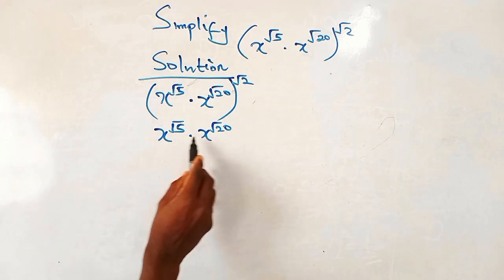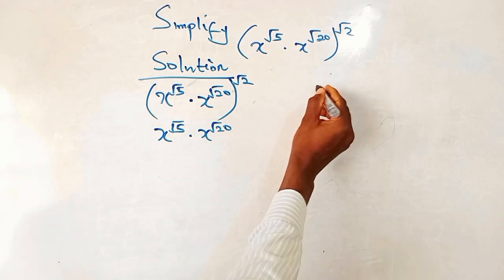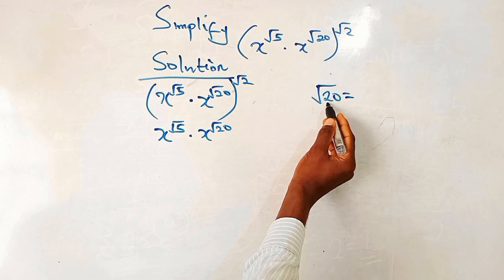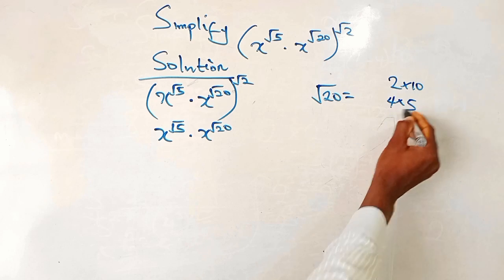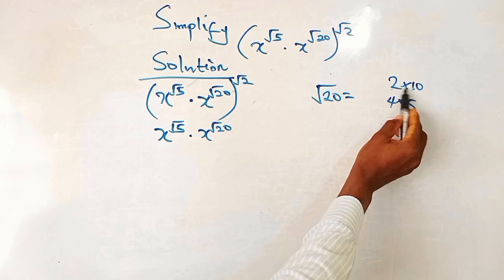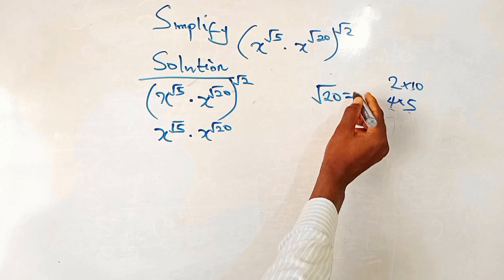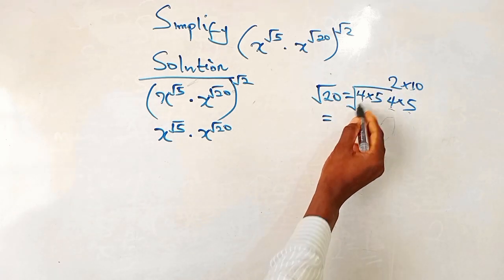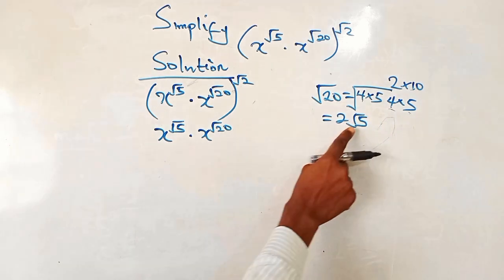So what do we do to have the same roots? This is root 5, this is root 20. So we can express root 20 in a simpler form. The factors of 20 include 2 times 10 and 4 times 5, but we cannot use 2 times 10 because we can't find the square root of either number. We can find the square root of 4, so we go with 4 times 5. Root 4 is 2, so we have 2 root 5. So for root 20, I write it as 2 root 5.